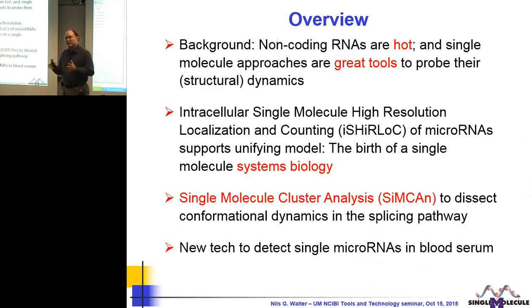And so I want to give you, in order to then illustrate these advantages of single molecule tools as applied to RNA, three different examples for big data that we are generating by looking at inside cells here at so-called microRNAs that are involved in gene regulation. And systems biology can help us as a tool to model those interactions. And we are moving towards actually using our single molecule observation inside cells to devise such a single molecule systems biology. We also are using single molecule cluster analysis, a tool that we recently developed.